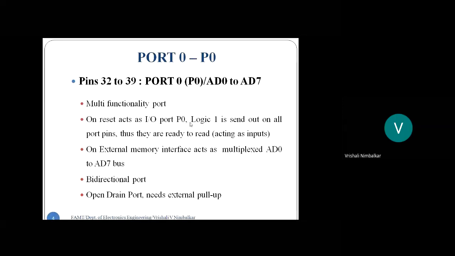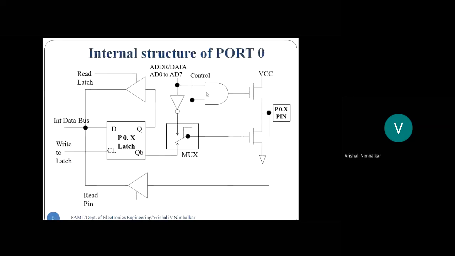So we started with port 0. Port 0 is from pin numbers 32 to 39. It is a multifunction port. It does three functions. It can operate as an IO port, it can operate as a lower address bus A0 to A7, and it can operate as an 8-bit data bus D0 to D7. So we had looked into the structure.